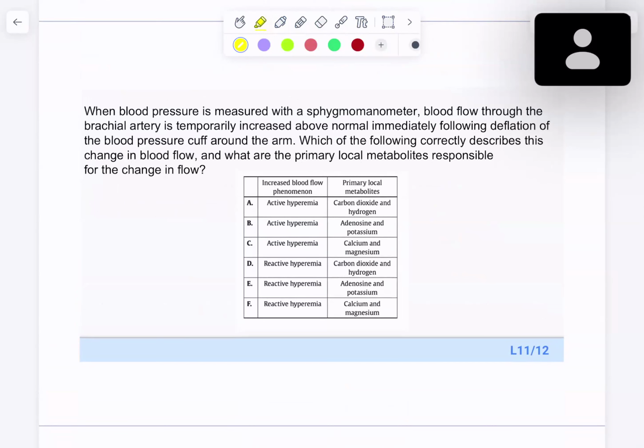When blood pressure is measured with a sphygmomanometer, blood flow through the brachial artery is temporarily increased above normal immediately following deflation of the blood pressure cuff around the arm. Which of the following correctly describes this change in blood flow, and what are the primary local metabolites responsible for the change in flow?